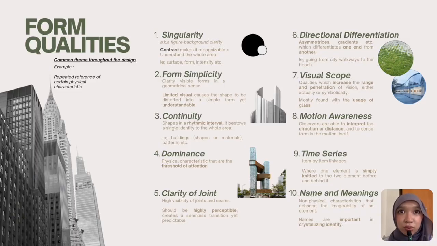Seventh being visual scope, which is qualities that increase the range and penetration of vision, either actually or symbolically. What that means is that it is mostly found with the usage of glass. Eighth being motion awareness, which is observers are able to interpret the direction or distance and to sense the form in the motion itself. Ninth is time series, which is an item by item linkage.